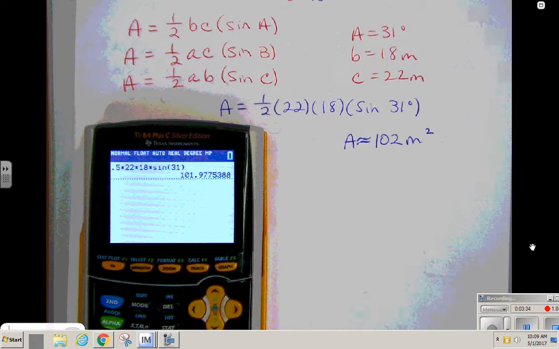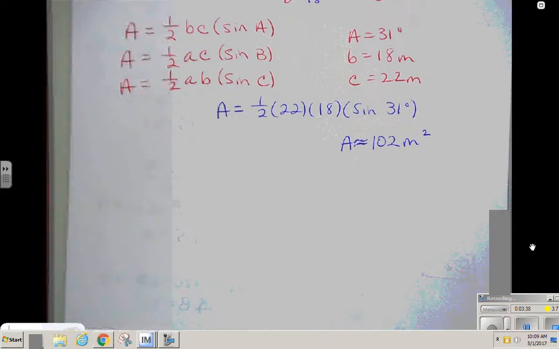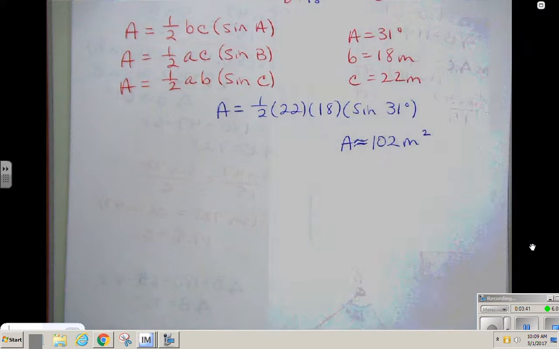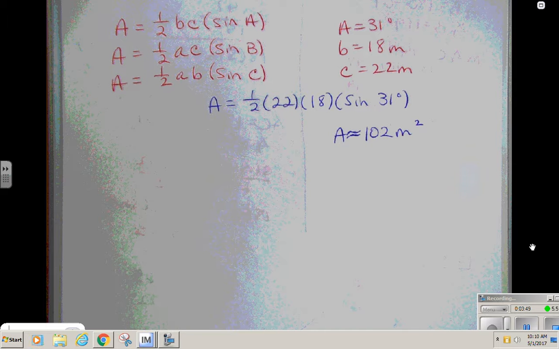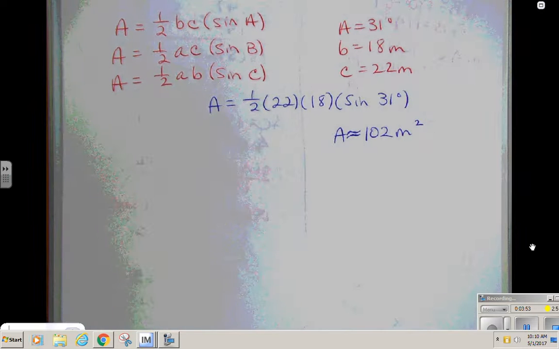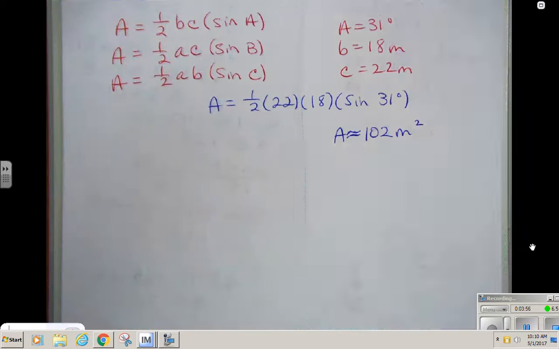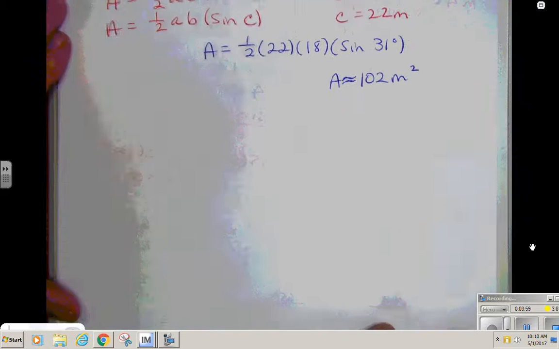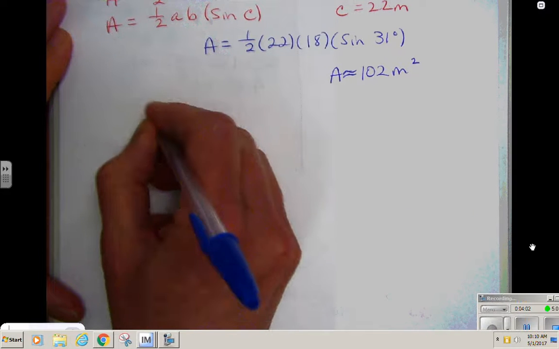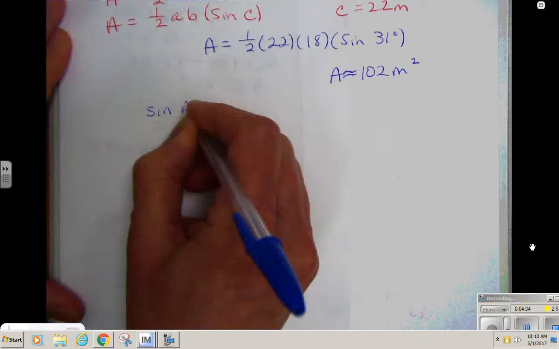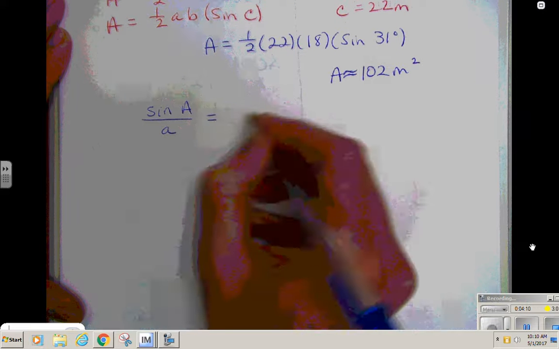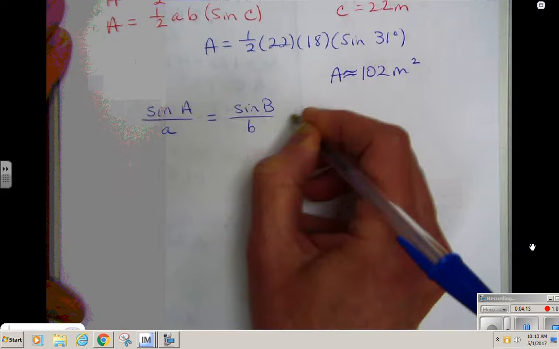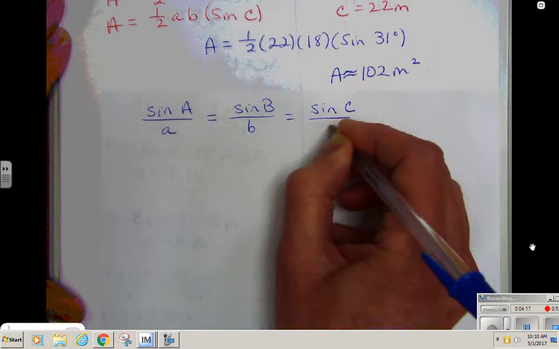So let's move on to the next key concept, and the next key concept is the law of sines. In triangle ABC, if sides with lengths A, B, and C are opposite angles with measures A, B, and C respectively, then the following is true. Your law of sines is saying that you have ratios that are equal to each other. You have the sine of angle A over the side A. That's the same ratio as sine of angle B over side B, same ratio as sine of angle C over side C.